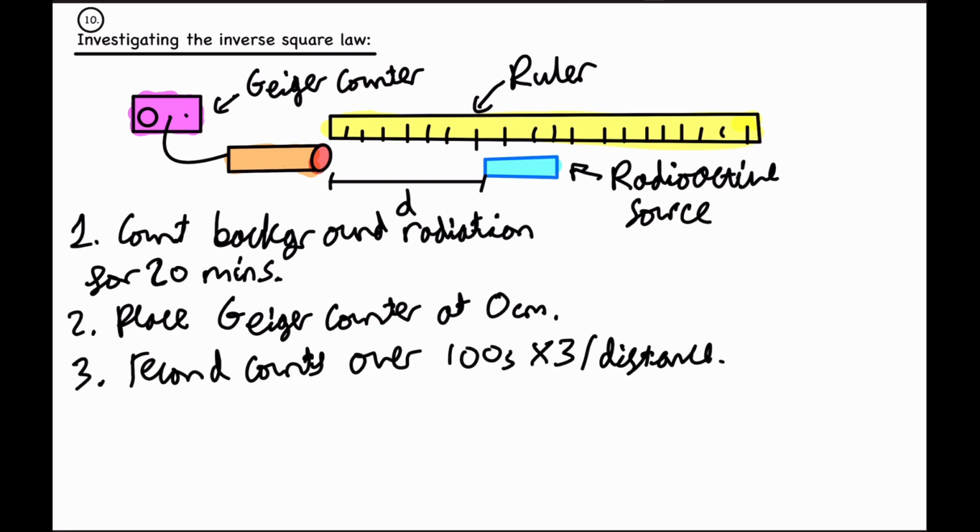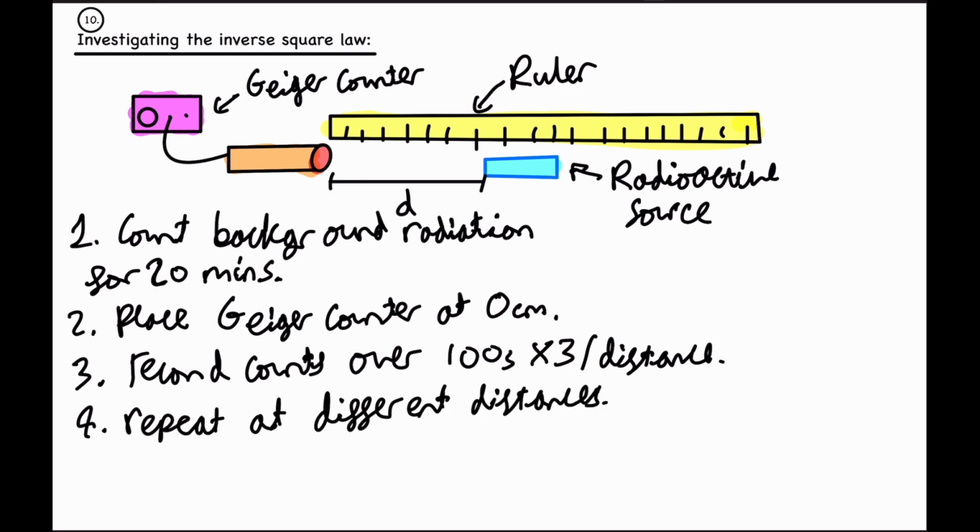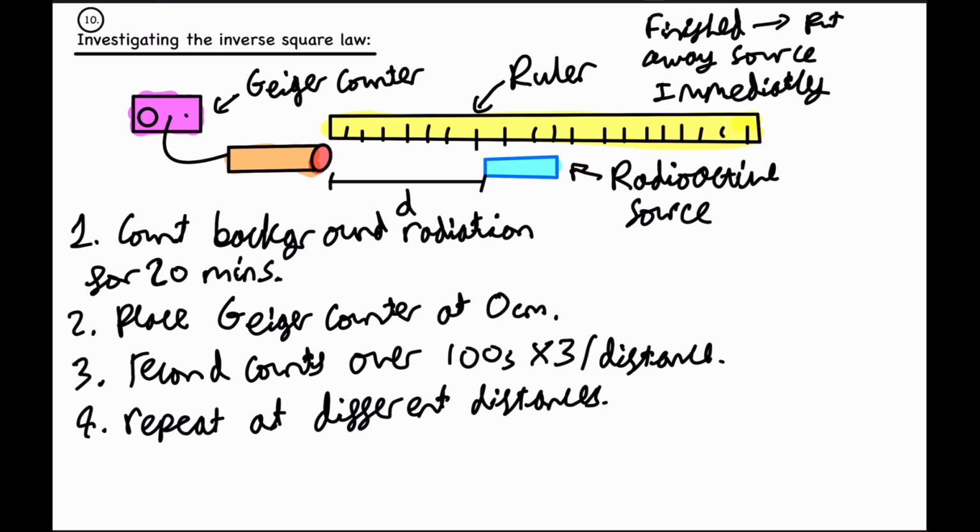The fourth step would be to repeat for regular intervals on the ruler, and then once the experiment is finished, you would have to get rid of the source as quickly as possible. This is for safety reasons. And now correct your data for the background radiation and draw plots. It looks something like this.